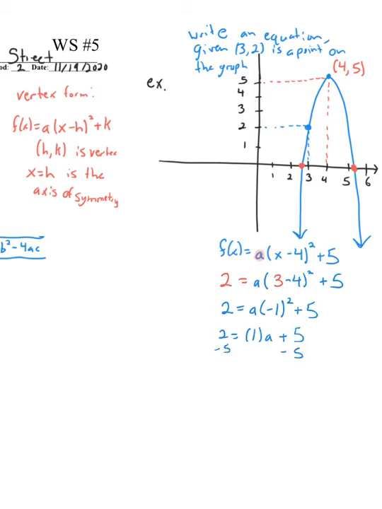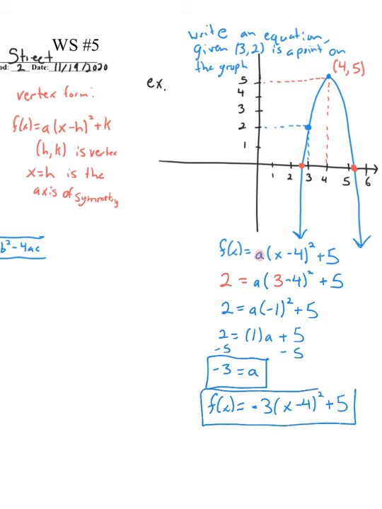Subtract 5 from both sides. -3 equals a. So that would be my a value for this, which makes sense. The parabola is opening down, so it should have a negative a value. All right, so that does make sense there. And now I can go ahead and say, okay, f of x equals -3 times (x minus 4) squared plus 5. That's how I would do something from a graph, which I think IB might ask you on a test.